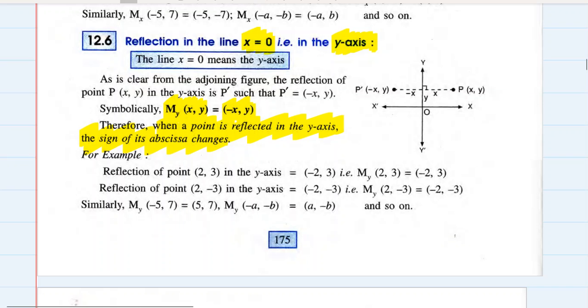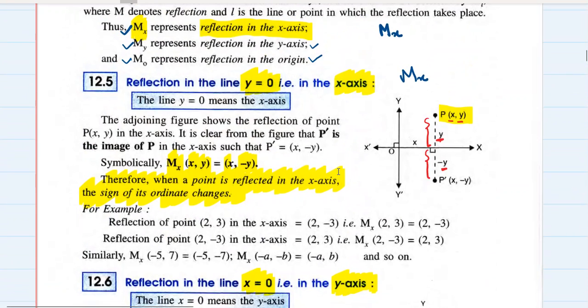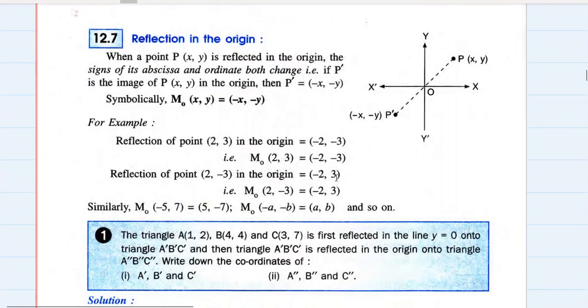Okay, let's take some examples like what they have shown over here. (2, 3) when reflected in y-axis becomes (−2, 3). 3 remained as it is. 2 became minus 2. (2, −3) when gets reflected in y-axis becomes (−2, −3). Same thing. Okay, and so on and so forth. You can create thousands of examples as per your understanding. Okay, so that's reflection in x-axis, y-axis.